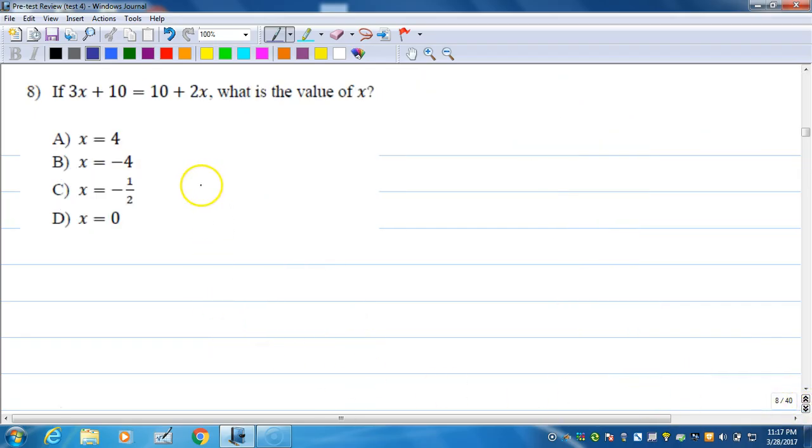Alright, number 8. If 3x plus 10 equals 10 plus 2x, what is the value of x? This is just a straight up Algebra 1, can you solve for x question? Without a calculator, of course.